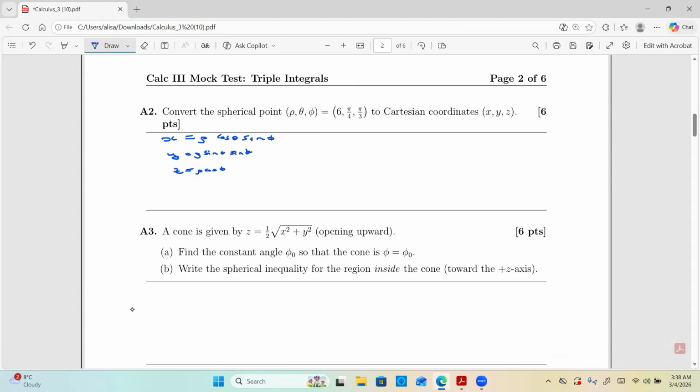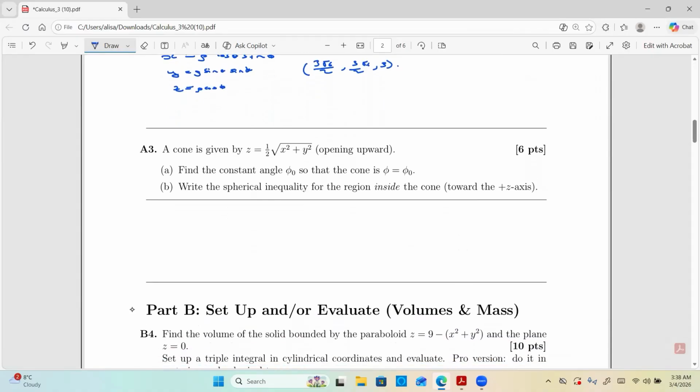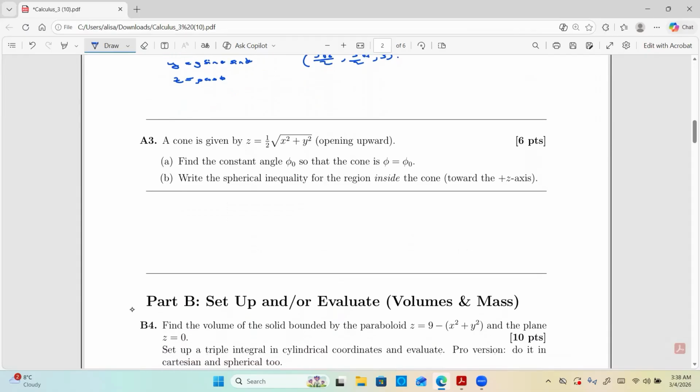I'll leave it to you, but I'll give you the answer. It's going to be something like 3 square root of 6 over 2, 3 square root of 6 over 2, and then 3. So this finishes A2. These are just some quick warm-ups before we get to the real harder stuff, I guess. So let's look at this question. How do we rewrite this cone as phi equals something?